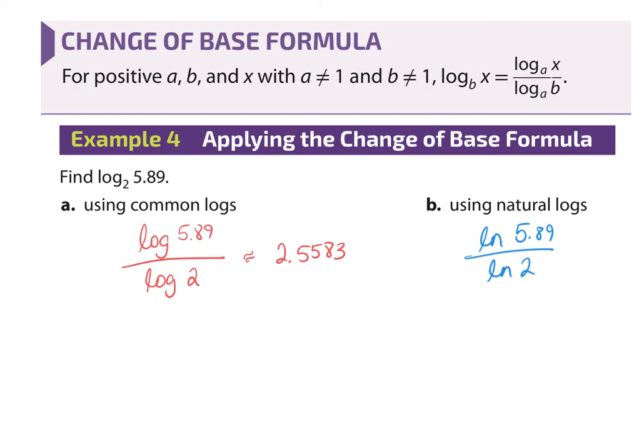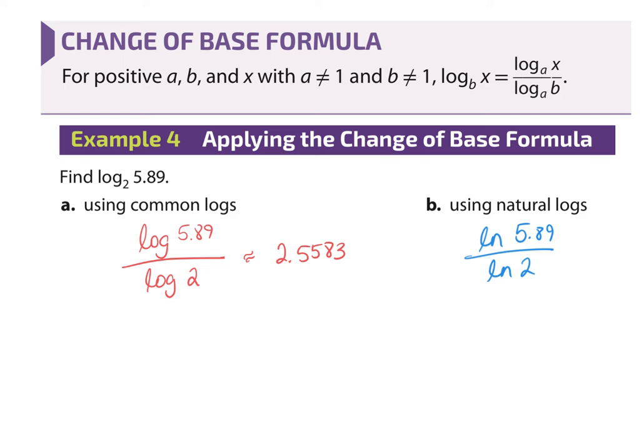It works with any log. You could do log base 5 of 5.89 divided by log base 5 of 2. Not that that would be very practical, but any log, as long as you do it that way, it will work. So the log of the number you were trying to take the log of to begin with, divided by the log of your original base, will always be that answer.